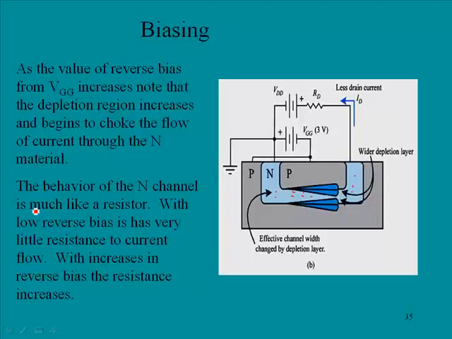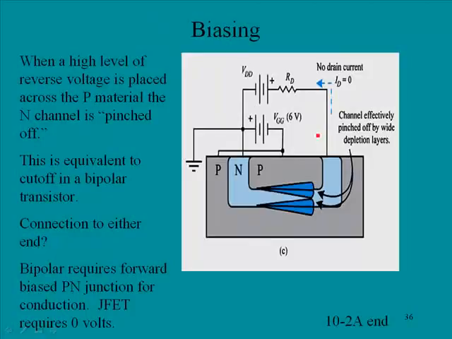The behavior of the N channel is much like a resistor. With low reverse bias, it has very little resistance to current flow. With increases in reverse bias, the resistance increases. And so here, now we're at 3 volts of reverse bias. When a high reverse voltage is placed across the P channel, the N channel is, and here is an interesting term, pinched off. And so here we have 6 volts. Now the depletion regions have gotten so large that they have completely pinched off all flow, and current flow through this device will cease. This is equivalent to cutoff in a bipolar transistor.